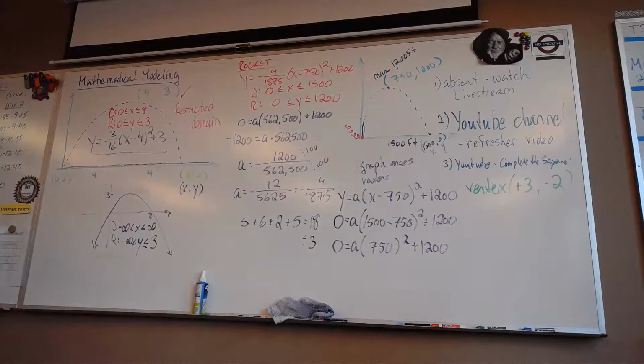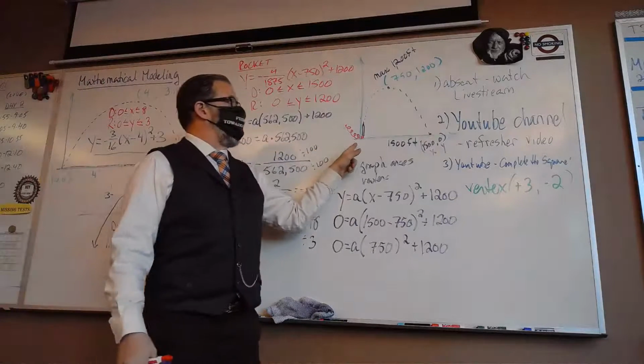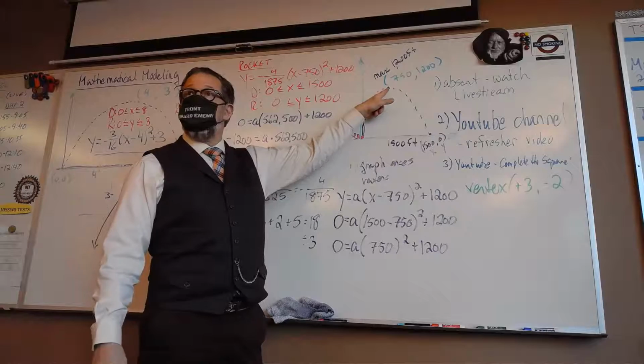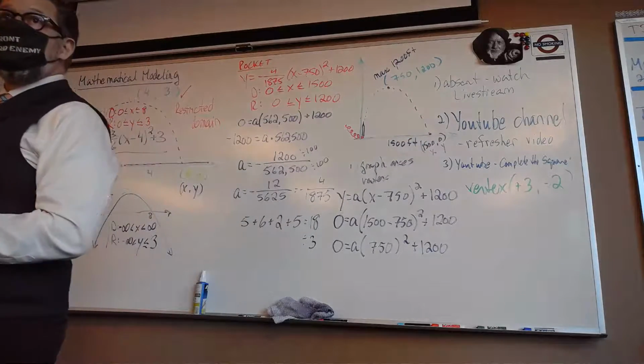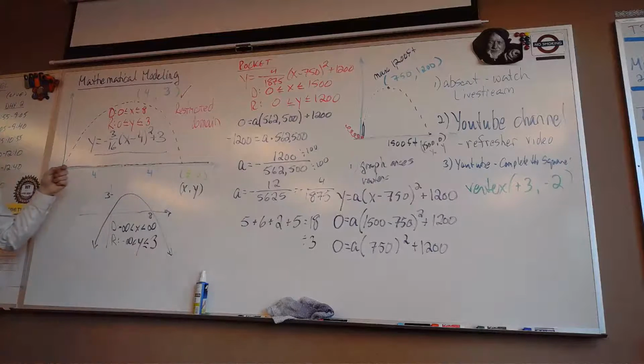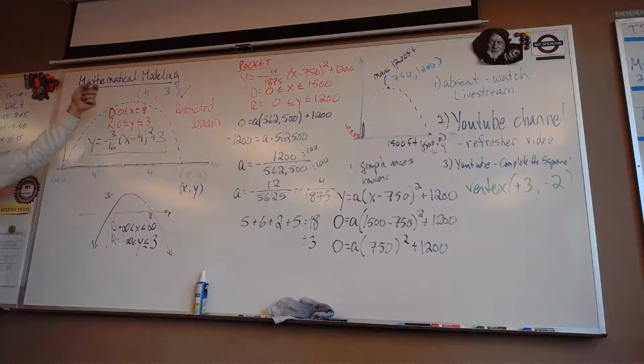My rocket starts at 0, 0, goes up to a maximum height, and then ends at 1,500, 0. My jackrabbit jumps from 0, 0, goes up 3 feet in the air, and lands at 8, 0. We cool with that?